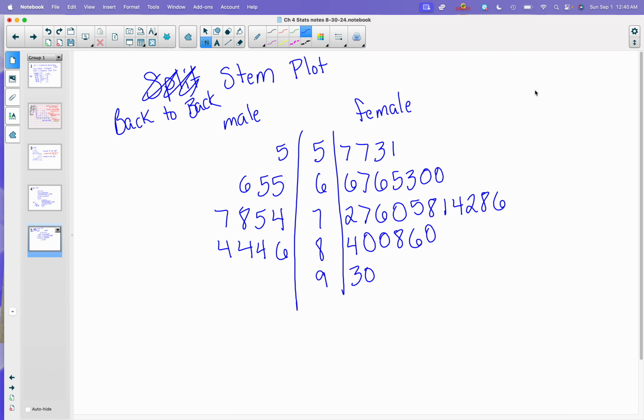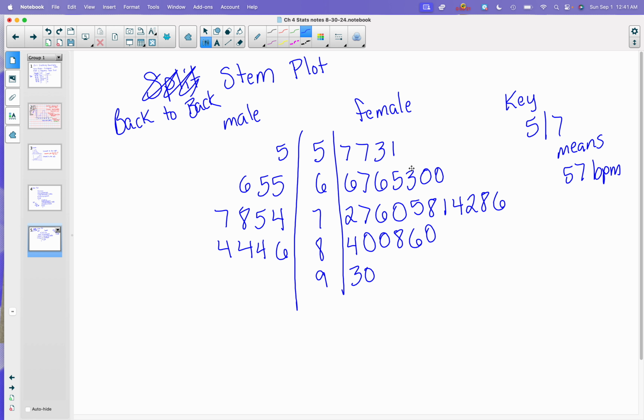So here is my back-to-back stem plot. What this allows us to do, and I would need to put a key also on this, and you don't have to show both sides, but I might have, 5-7 means 57 beats per minute.